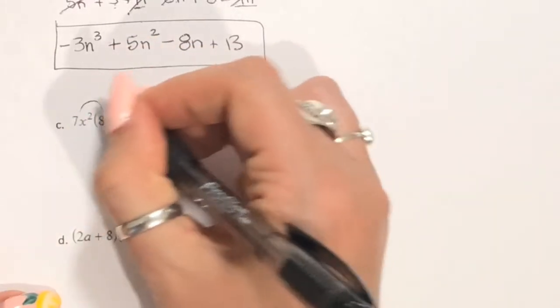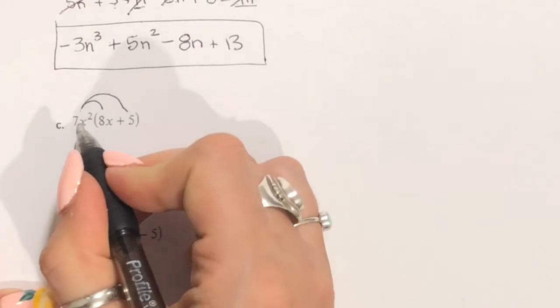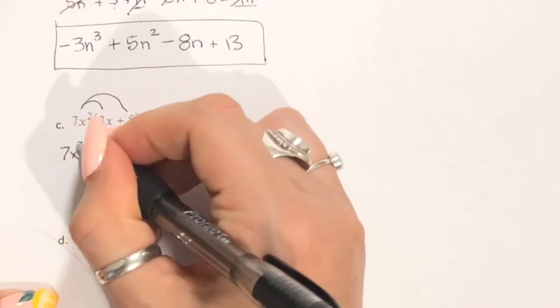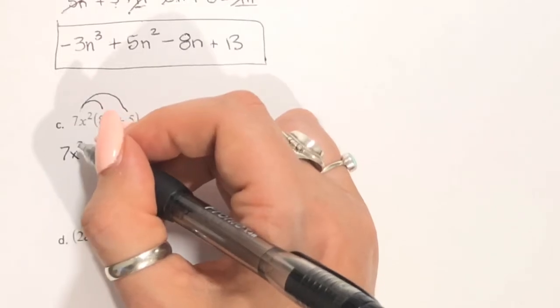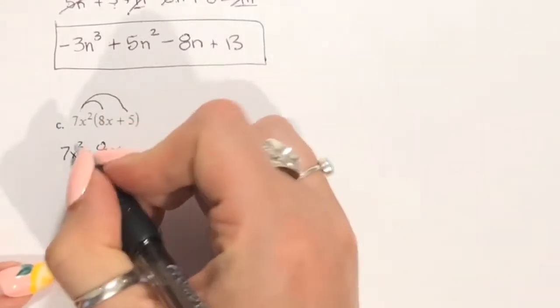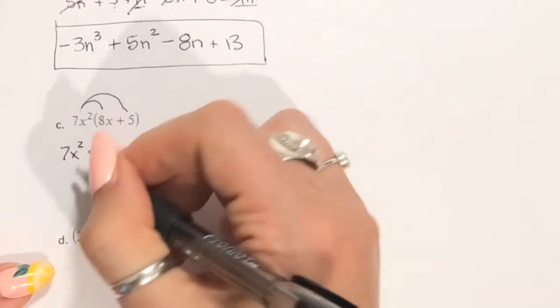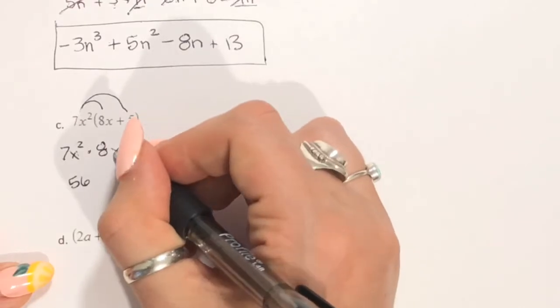So I like to draw the little rainbow shape to help me. But we're going to do 7x squared. And I'm going to write out this step, even though a lot of people can do it in their head. So I have 7x squared times 8x. Well, 7 times 8 is 56. And then x squared times x.